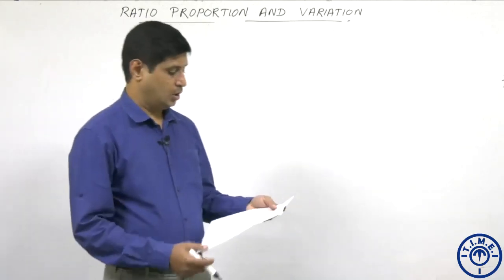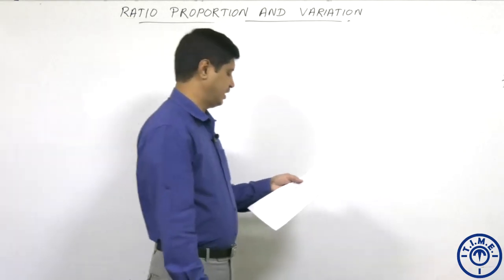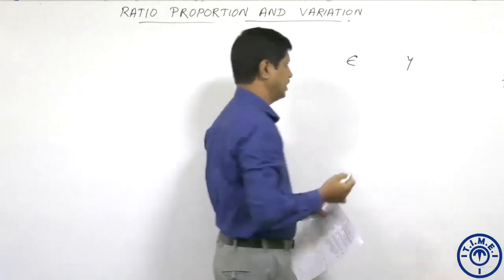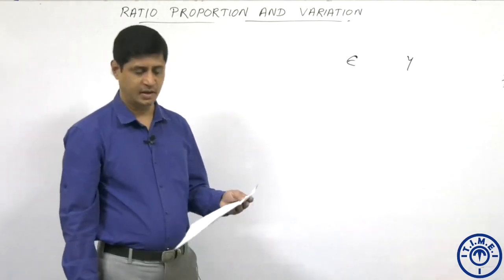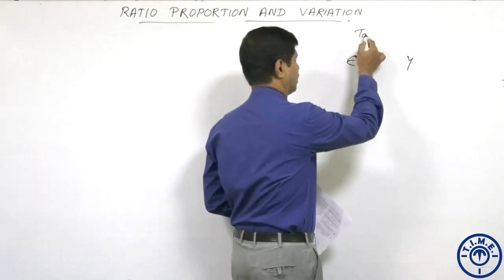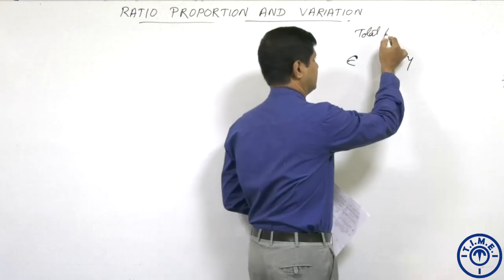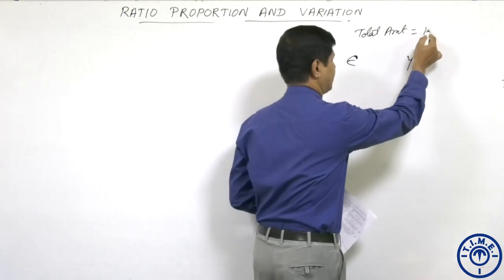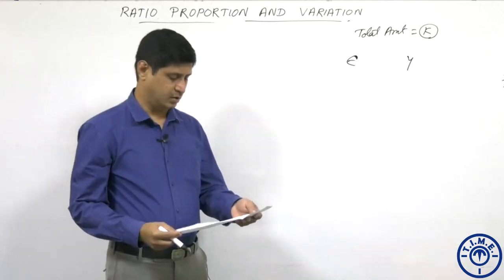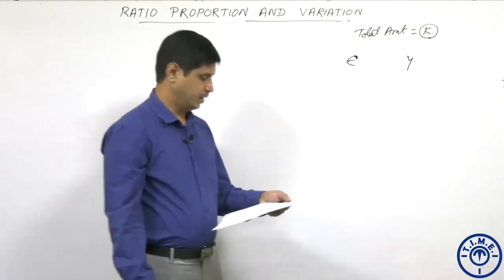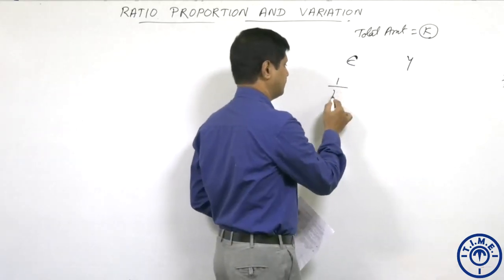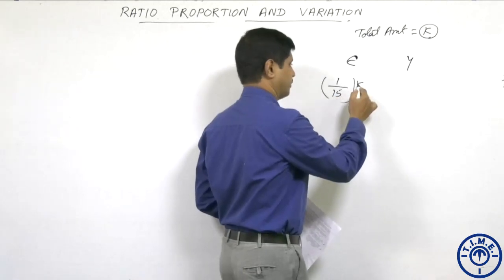Now, a certain amount is divided between the elder and the younger son. I am taking E as the elder and Y as the younger. So, what is the total amount he has? Let us take it as K. Now, what about the elder son's share here? It is 1 by 15th of the original money, that is 1 by 15th of the total value.